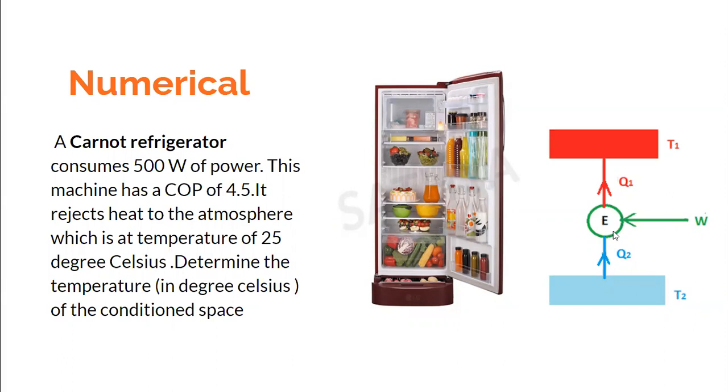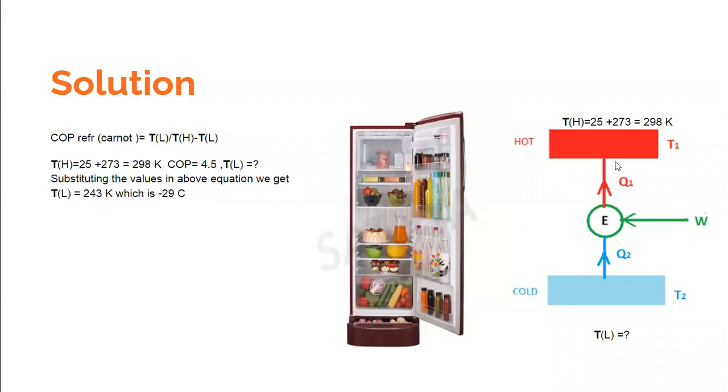Schematically also this Carnot refrigerator is shown to you. The heat is being removed from the space, and you are required to pump this heat to the surrounding, and for this the work is being consumed, which is 500 watts. So 500 watts is the work input, and the temperature T1 is given to be 25 degrees centigrade. Just substituting these values, 25 plus 273, because you know that the expression of COP for a refrigerator, TL upon TH minus TL, is in Kelvin.